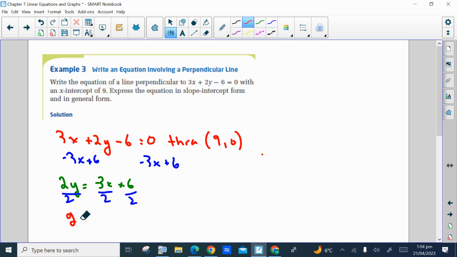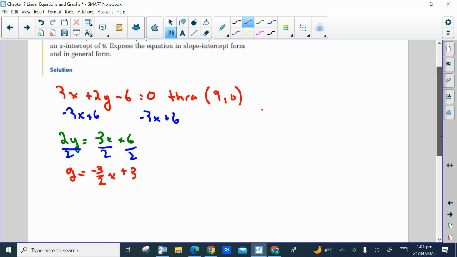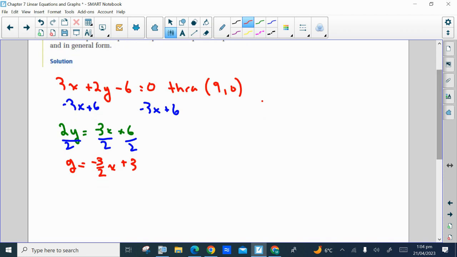So now we have positive y by itself. On the right side, we have negative 3 over 2 x plus 6 divided by 2 is 3. Now, Kai, do we know the slope of this line? What is it? That's right. It's negative 3 over 2.